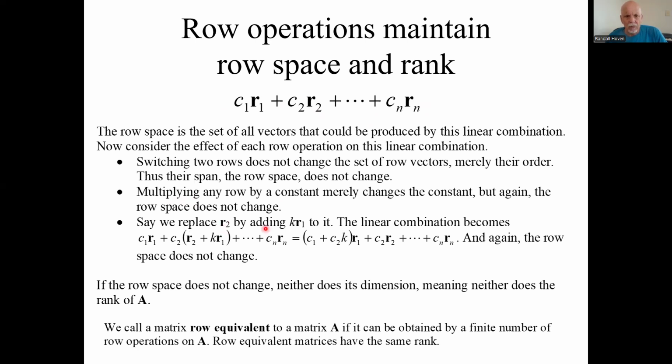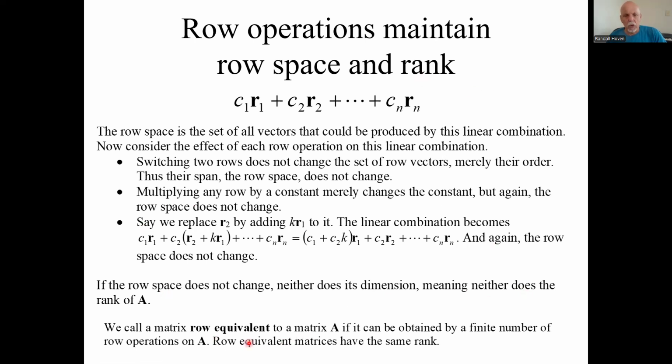And if we replace a given row, I'll say like replace row 2 by adding K times R1 to it. This is the arithmetic of this linear combination. It ends up being this. So it doesn't really matter because I can make the C's whatever I want, and it's still the same linear combination when I consider all possible C's. So the row space does not change with row operations. So if the space doesn't change, neither does its dimension. Meaning the row operations don't change the rank of the matrix.